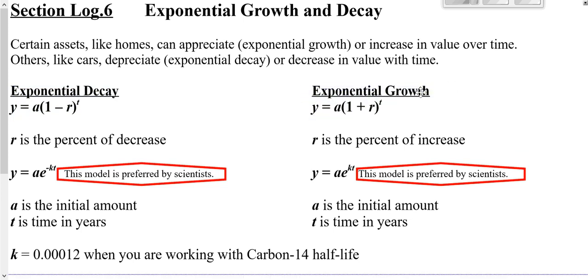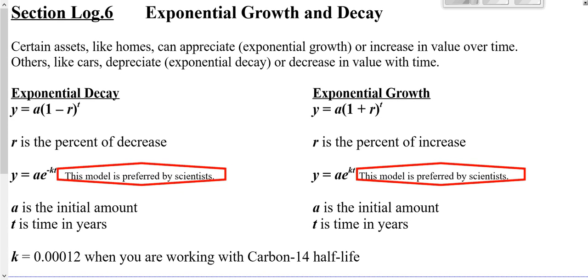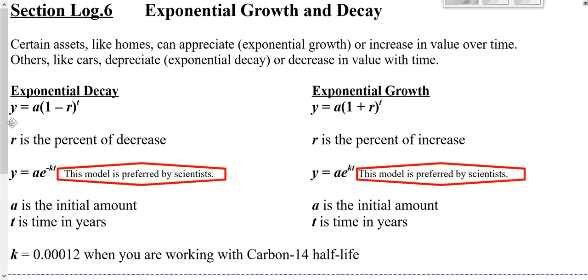If you are dealing with anything that's non-scientific for growth and decay, you're going to be either dealing with this for non-scientific decay or this for non-scientific growth. A is your initial amount that you're starting out with. R is typically a percentage that you have to change into a normal decimal. And T is your time, often in years, but not always.